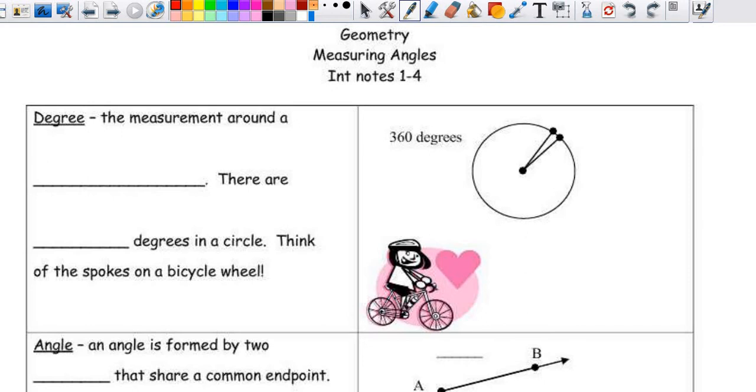All right, let's start 1-4, measuring angles. We measure angles in degrees. A degree is the measurement around a circle. There are a total of 360 degrees in a circle.